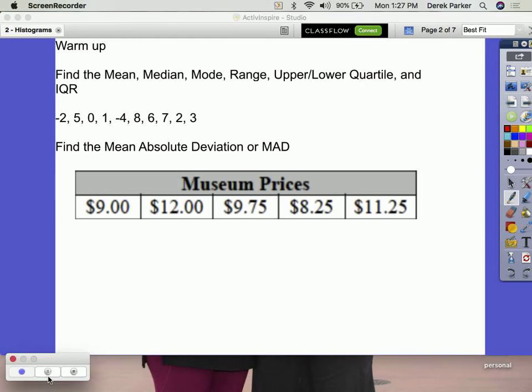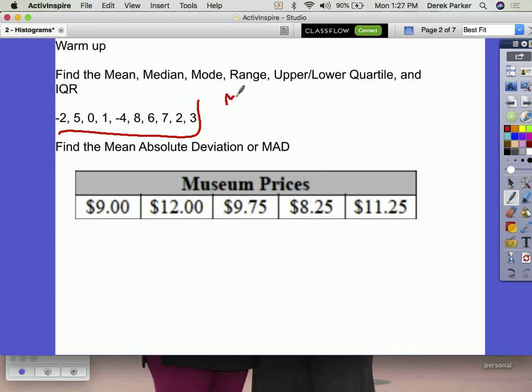Okay, now I'm looking at this data right here. The mean is 2.6. My median is 2.5. Now, I did all this on the TI-83. I used the stat function. The mode, I don't believe there is one. There is no mode. The range, my biggest number is 8. My lowest number is -4, so my range is 12.